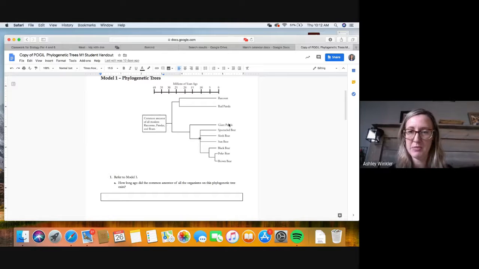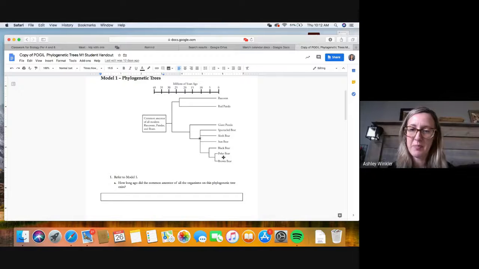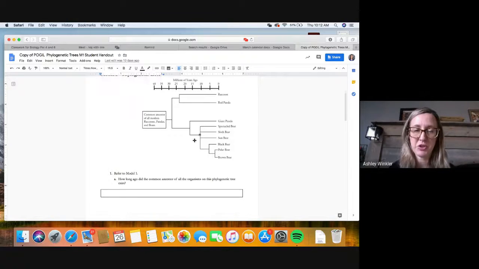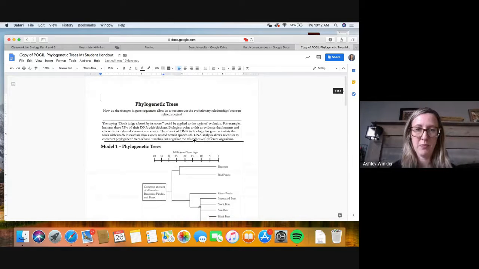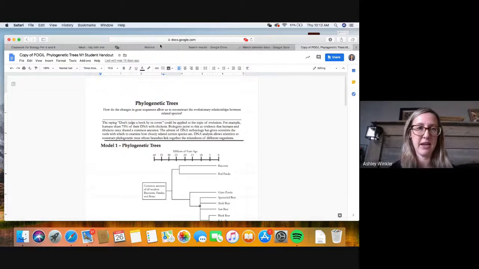Okay. So the closer organisms are in their branch, the more related they are. So we call each of these branches a clade, C-L-A-D-E. So polar bear, brown bear, that could be a clade. Black bear, polar bear, brown bear, that could be a clade. This entire thing right here could be a clade. It really just depends on what you're looking for. So you're going to use this to answer the questions. It's relatively short, so once you're done with that, you'll turn that in as well.